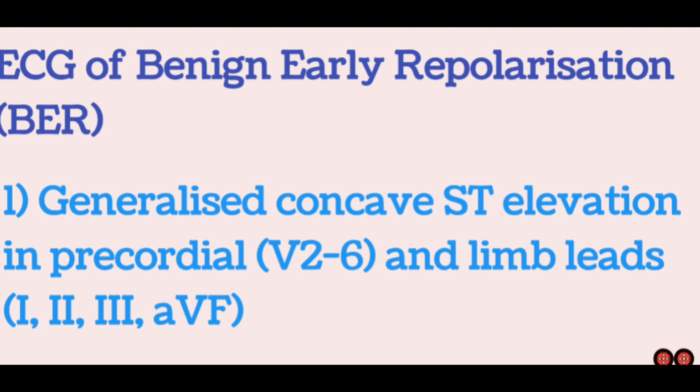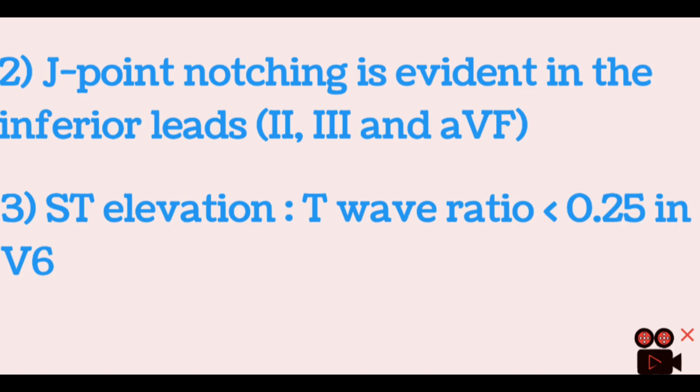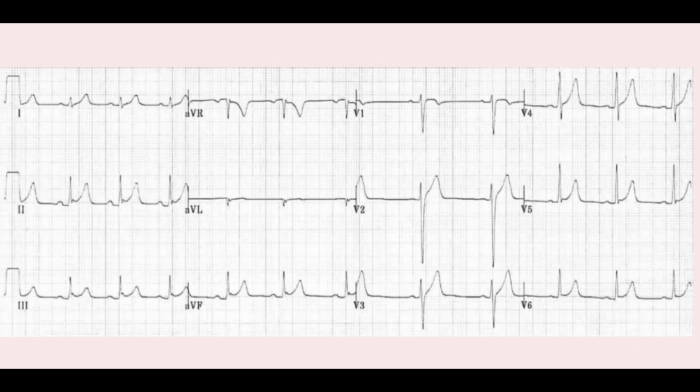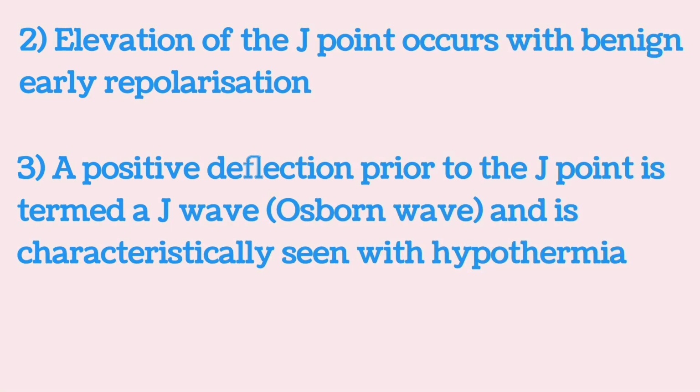ECG features are generalized concave ST elevation in precordial leads V2 to V6 and the limb leads 1, 2, 3, aVF. J point notching is evident in the inferior leads 2, 3 and aVF, and ST elevation to T wave ratio less than 0.25 in V6. A positive deflection prior to the J point is termed J wave and is characteristically seen with hypothermia.